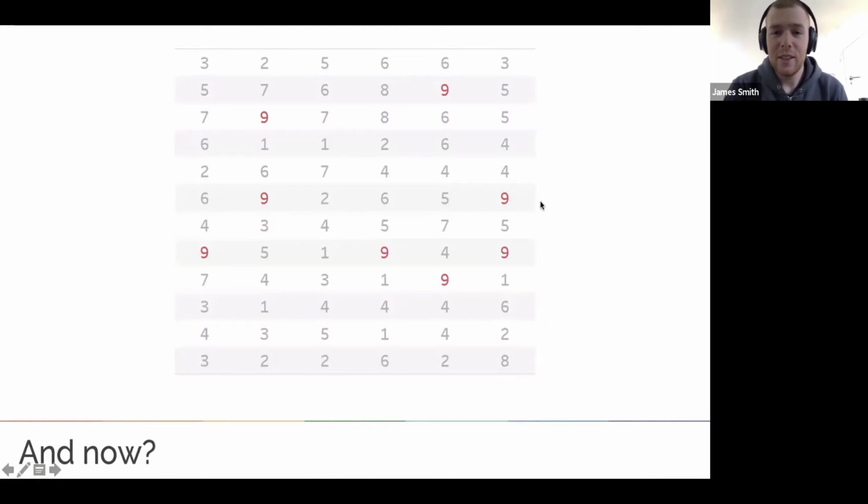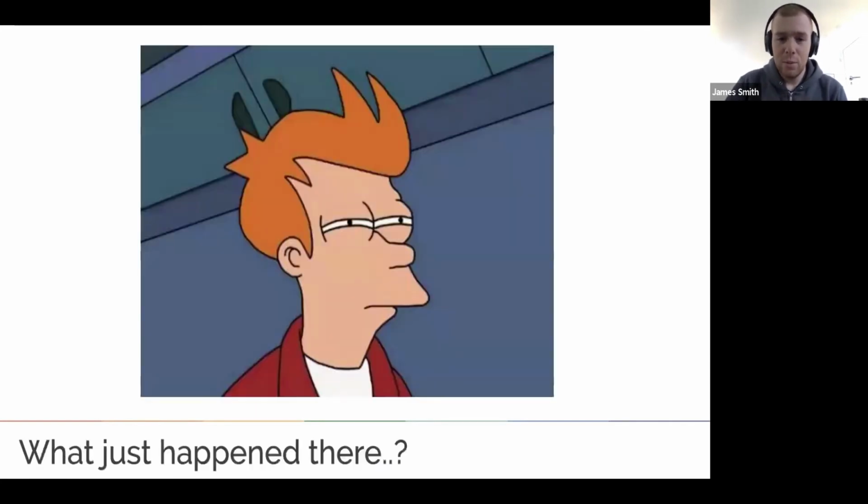Very quickly added some color to my graph, and now suddenly the 9s are popping out more. And within a second or so, you can calculate how many 9s there are. So for whoever said 8 was the number, there are 8 9s in my grid. So what exactly just happened there?